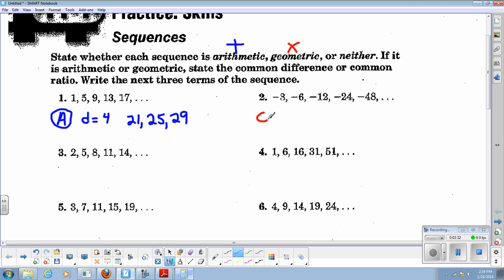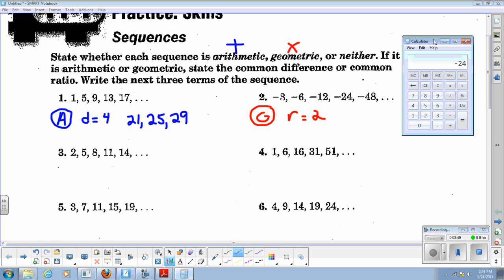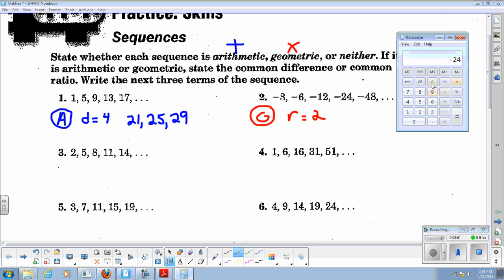So I want to put a G for geometric. I want to say that my common ratio, what am I multiplying by? I am multiplying by 2. And then I want to find the next three terms. So let's go back to the calculator, and since I'm multiplying, the numbers are probably going to get large. I'll clear it out. The last term that's there is negative 48. And I'm multiplying by 2. And I get negative 96.